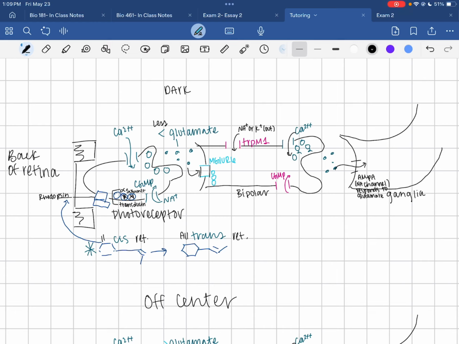So this is going to be in the dark, and when we have glutamate, it's going to bind to this glutamate receptor, which has these three little things. The binding of glutamate here is going to cause TRPM1 to open, and then that's going to allow sodium or potassium into the cell.